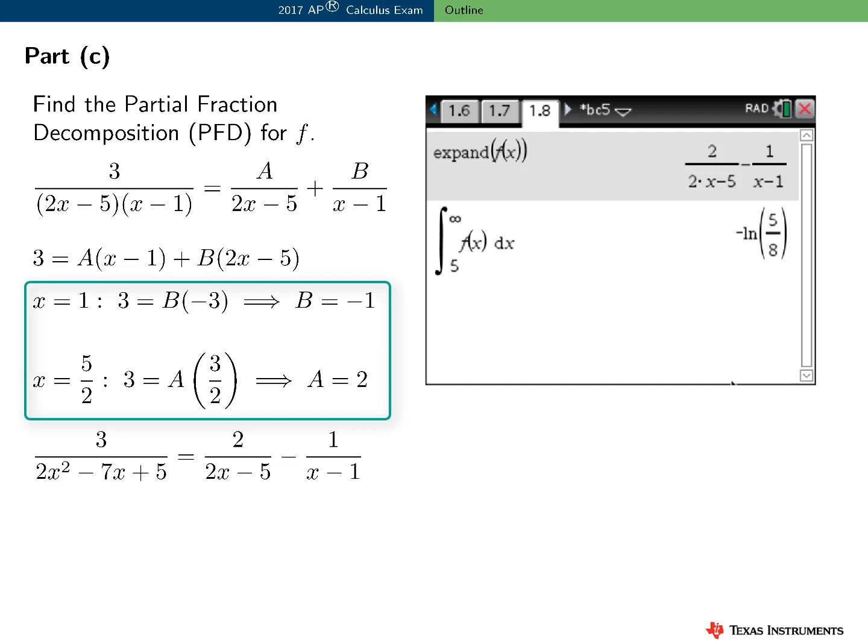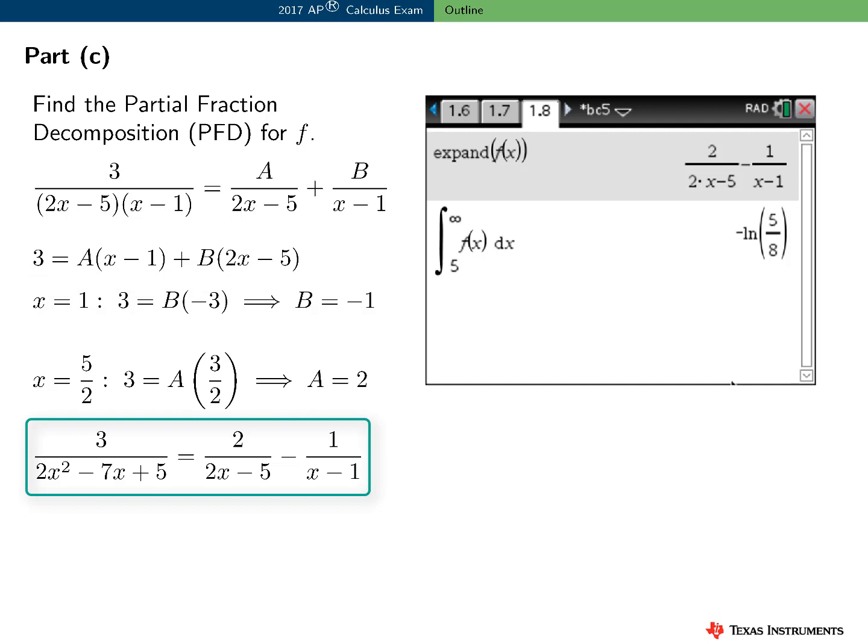However, in this case, we can find the values of the constants a and b by selecting judicious values for x, the root of each linear equation. If x equals 1, we find that b equals -1. And for x equals 5/2, we have a equals 2. And finally, here's the partial fraction decomposition.